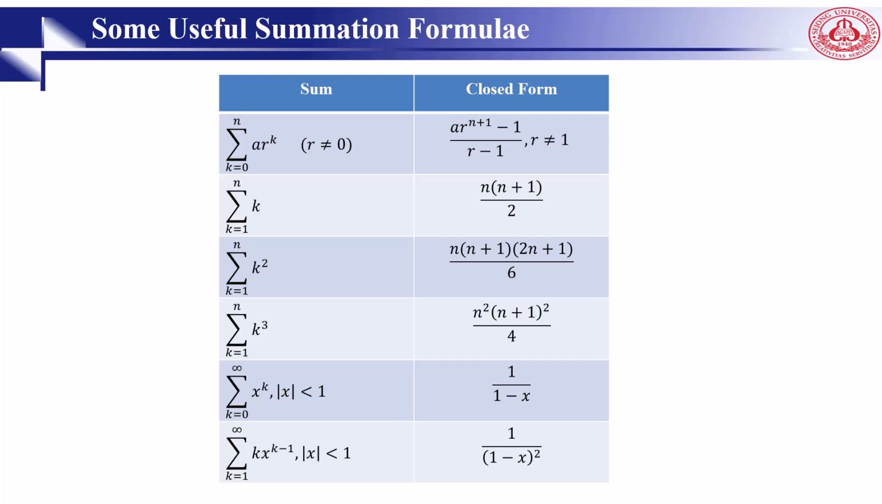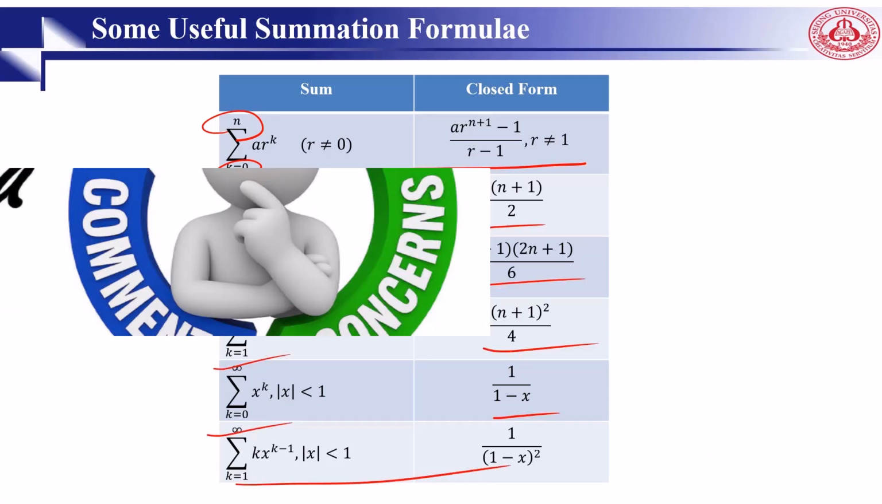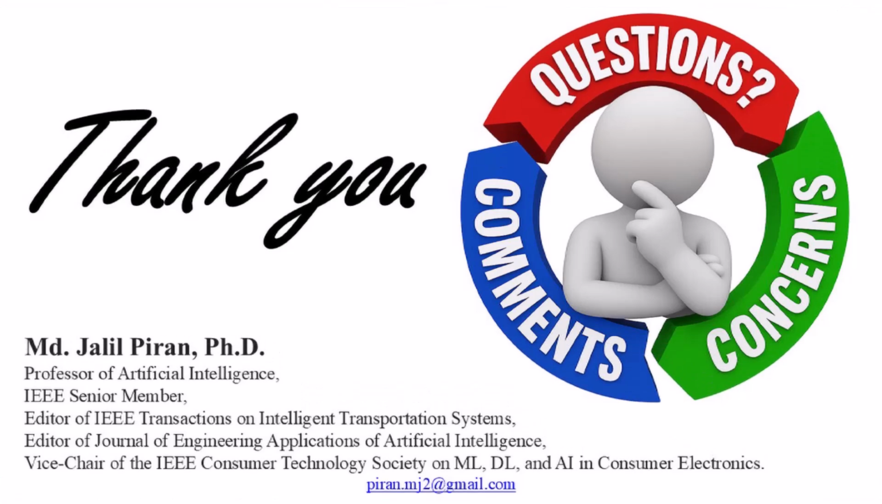So here are some useful summation formulas. For example, the sum of ark when k is from 0 to n is this one. For k, it is this, and k squared is this one. So this is sequence, summation, and product. I hope you understand the topic, and please feel free to ask me if you have any questions. Thank you.